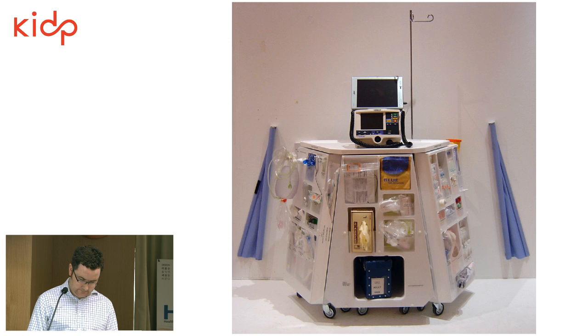The functions of the prototype support the resuscitation process. All the equipment is laid out openly, so access is much easier. The trolley also splits into three sections, so each team member can have their own small trolley. And we also put radio frequency identification technology into the trolley so that when equipment is removed, the trolley knows that stock is missing.